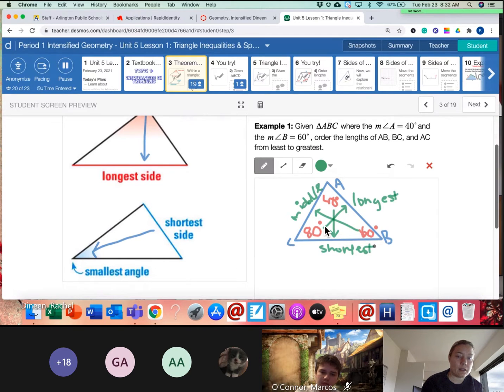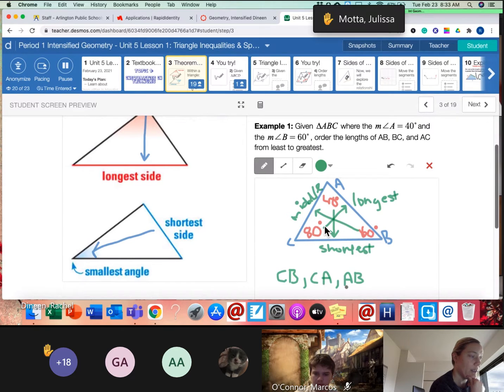So if we're asked to label the side lengths from least to greatest, the shortest is going to be CB. The middle length is going to be CA, and the longest length is going to be AB. Remember that when you are naming lengths of sides, order does not matter. So you could have said BC, AC, and BA.